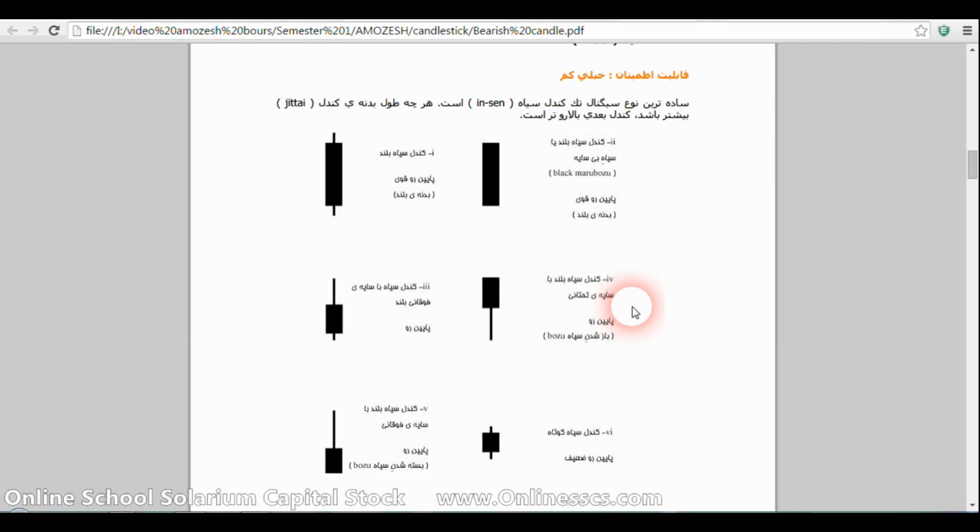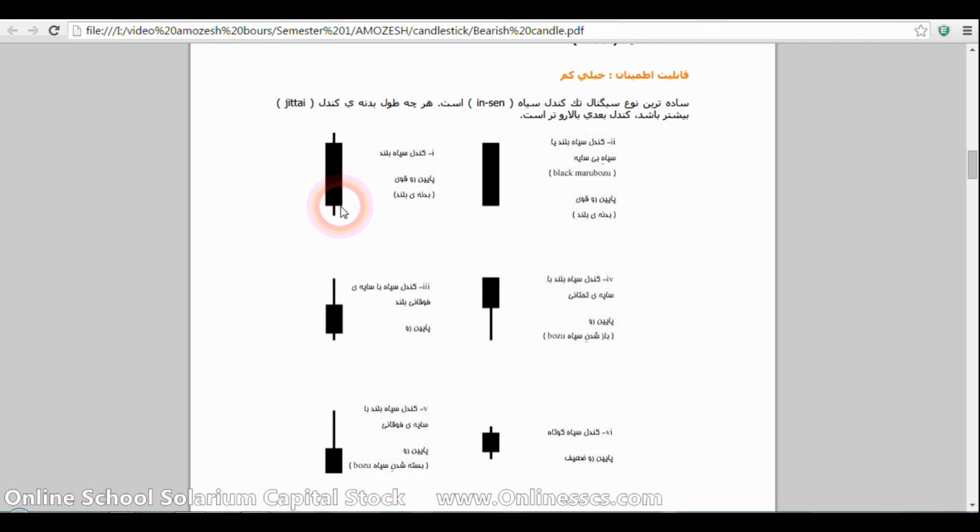I'll explain the shapes of the candle, because in the first sessions I put out the notes for candlesticks for you to preview. We call this one insen. It has two short shadows from two sides and a long body.